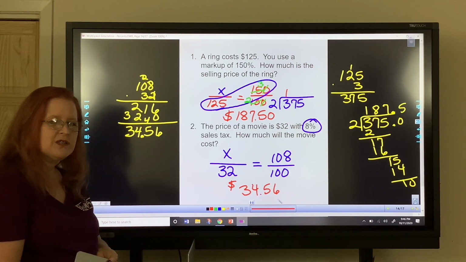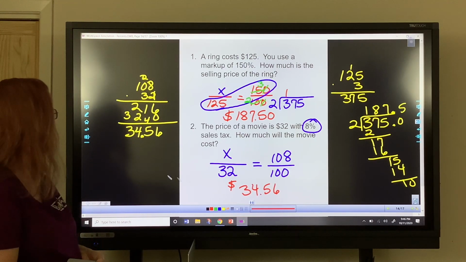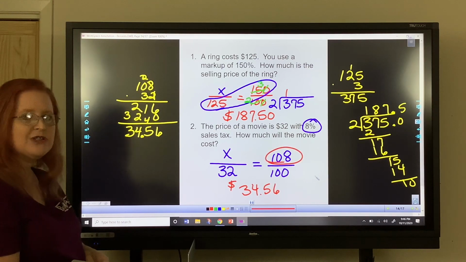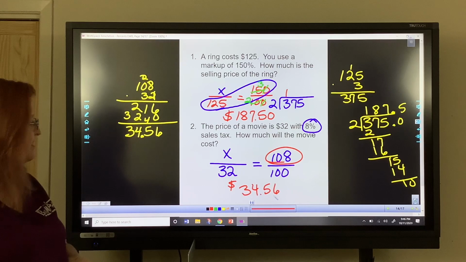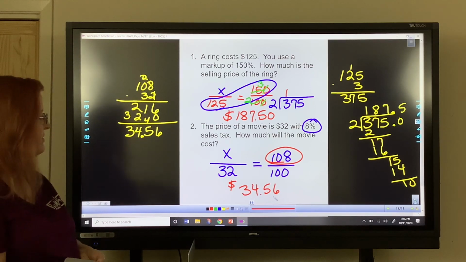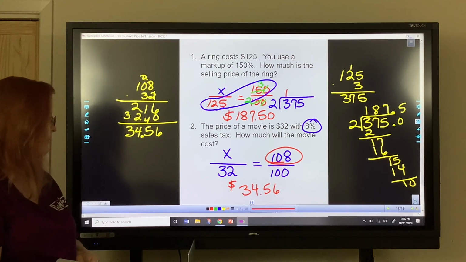Now, this is just a little tidbit shortcut. If you take this 108 and convert it to a decimal, it's still the same thing as multiplying 32 times 1.08 and still getting the 34.56. Okay.